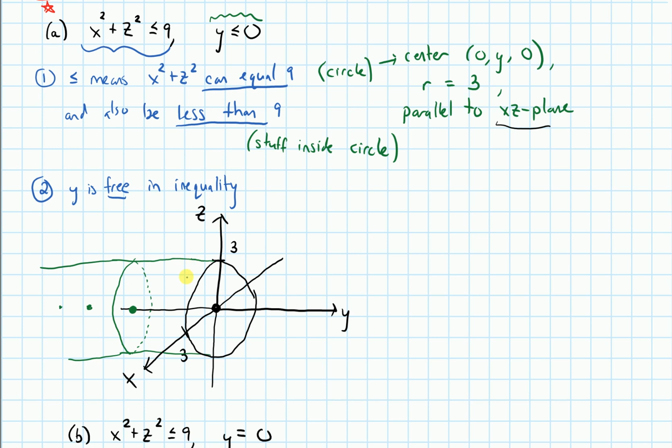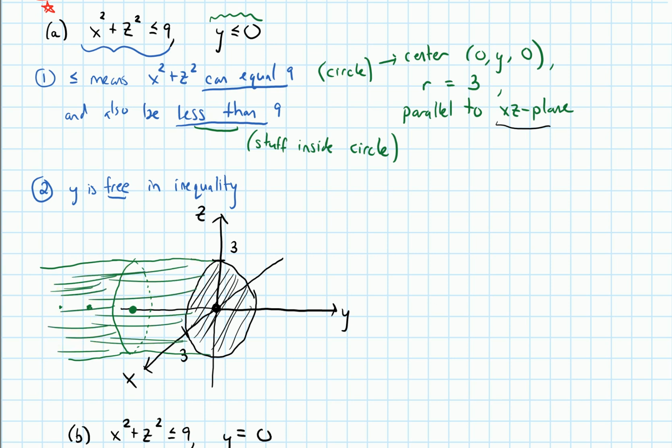So this surface is starting to look like a cylinder. But also, because of the less than part, we could be inside. So we could be anywhere inside of this disk right here. But also, we could be anywhere at all of these values. And that is what the graph of our region looks like.